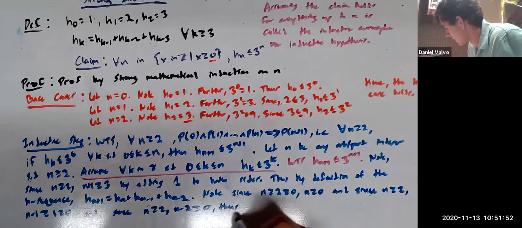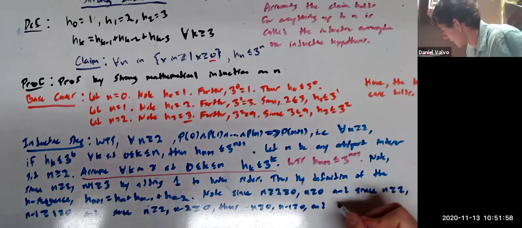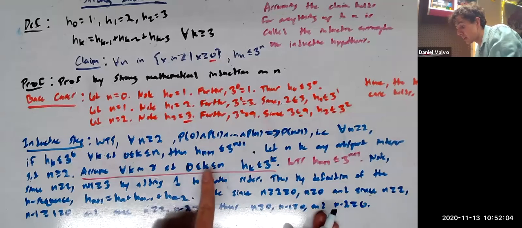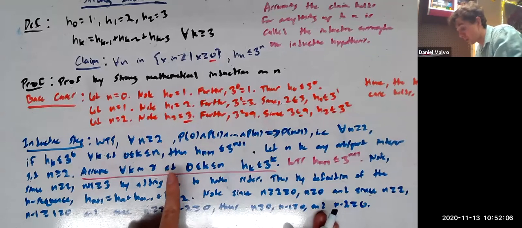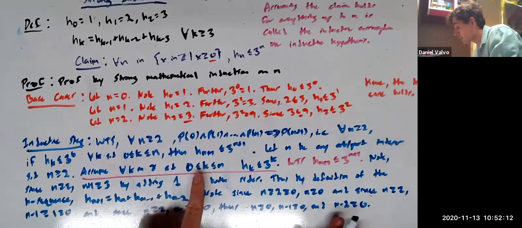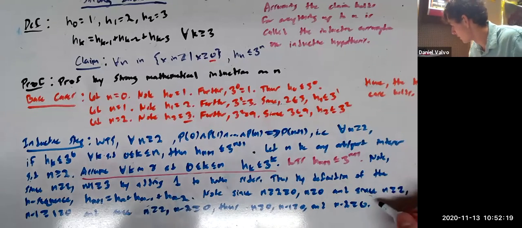Thus, n is greater than or equal to 0, n minus 1 is greater than or equal to 0, and n minus 2 is greater than or equal to 0. So the point is they're all at least 0, which is good, because to be in our range where the inductive hypothesis holds, where we assume that the claim is true for everything up to n, we need these k values to be between 0 and n. So we know they're greater than or equal to 0, which is good.